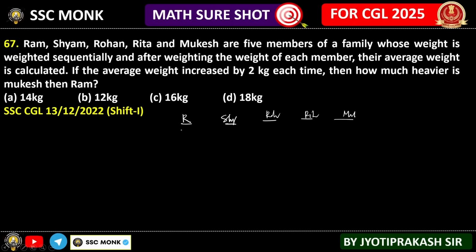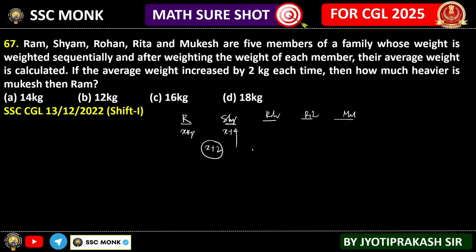Let's say Ram's weight was x kg. So for Ram, the average weight was x. When Sham joined, their average weight increased by 2 kilo. That means their average weight is now x plus 2. X plus 2 means for Ram also 2 kilo is increased, for Sham also 2 plus. That means Sham brought 4 kilo with him. So that 2 kilo has been given to Ram, and they weighed x plus 2. Clear?